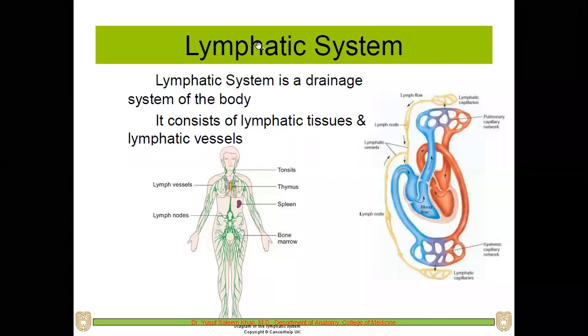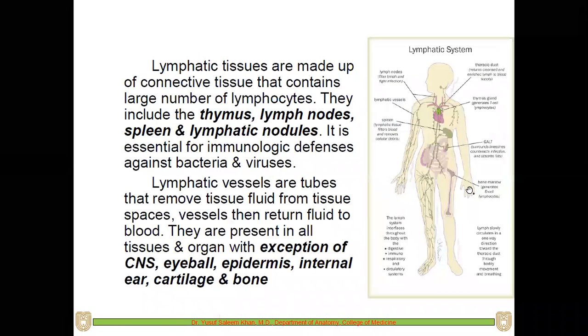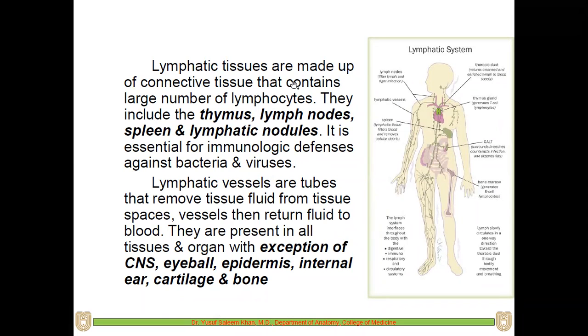As I discussed in the morning, the lymphatic system is the drainage system of the body. It consists of the lymphatic tissues and the lymphatic vessels. The lymphatic tissues, including the organs, are made up of connective tissue that contains a large number of lymphocytes, which increase the immunity. The lymphatic organs include the thymus, lymph nodes, spleen, lymphatic nodules, and others, which help in the immunological effect against bacteria and viruses.